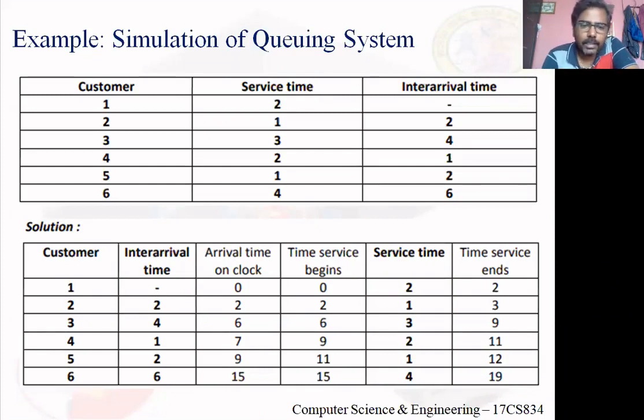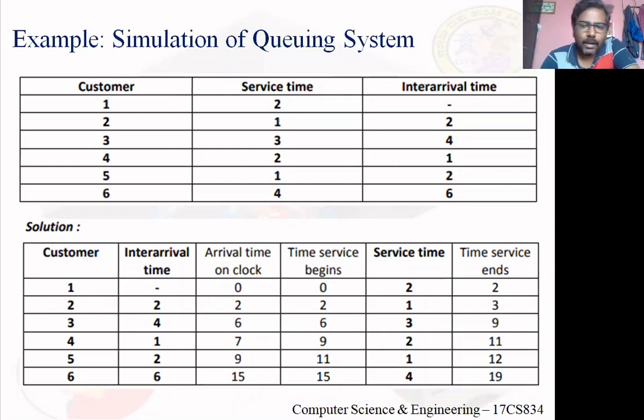Clear? At time 9. Okay. So then what is the service time for the fourth customer? It is 2. Service for the fourth customer initiates at 9, requires 2 minutes, so it will end at time 11. Clear?